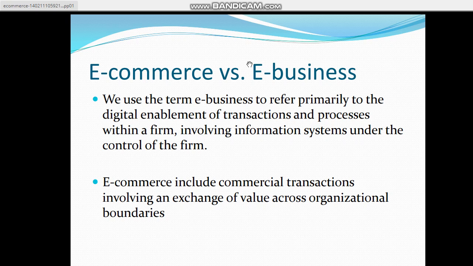And what is e-commerce versus e-business? The difference between e-commerce and e-business: we choose the term e-business to refer primarily to the digital enablement of transactions and processes within a firm involving information systems under the control of the firm. E-commerce includes commercial transactions involving an exchange of value across organizational boundaries.